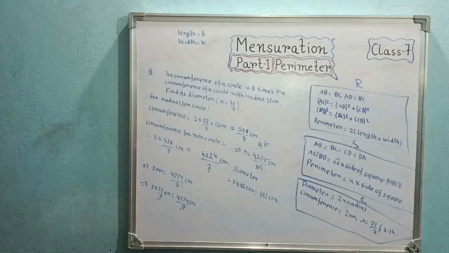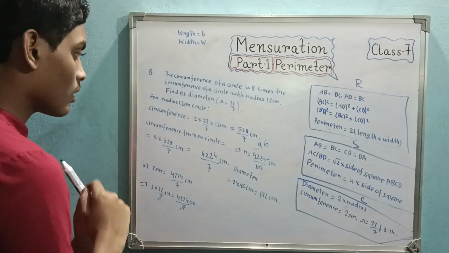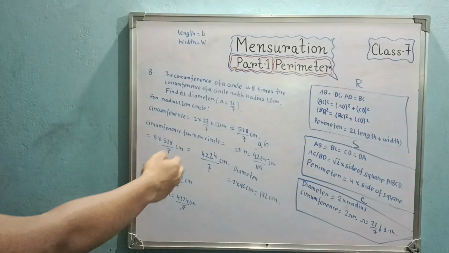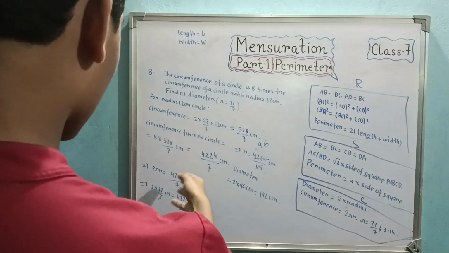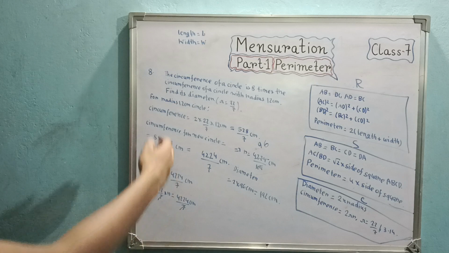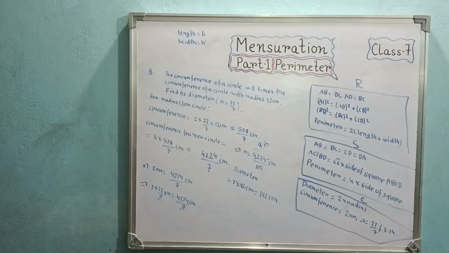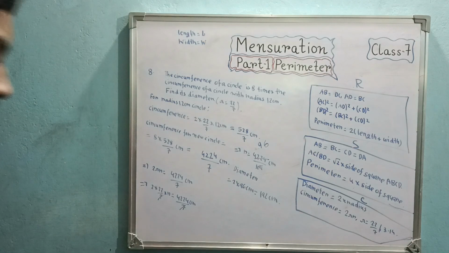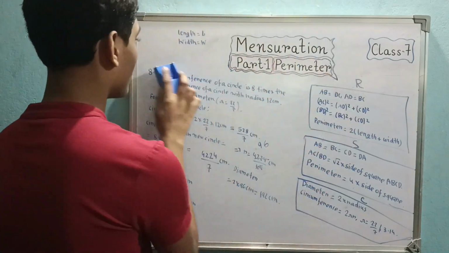So see, first we found out the circumference for the 12 centimeter radius circle. The new circumference was 8 times the circumference of the 12 centimeter radius circle, which was this. Now 2 pi R was this. So we just simplified to get the value of R of the new circle, and then diameter was 2 into R, which is 192 centimeter. So easy. Let's see if we have something else.